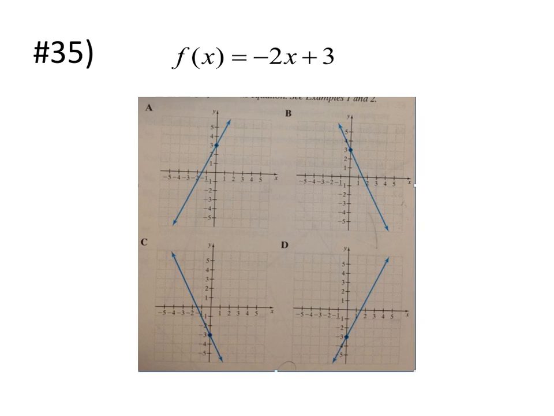Number 35. Again, y-intercept is 3. So both A and B work. C and D do not. Now, your slope is negative 2. So you're going to go down 2 and over 1. Down 2 and over 1. So your only option is B.